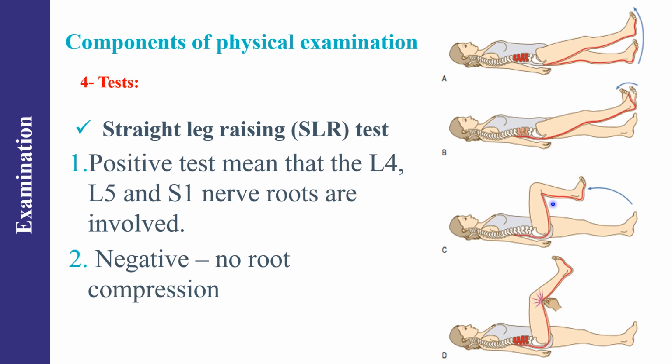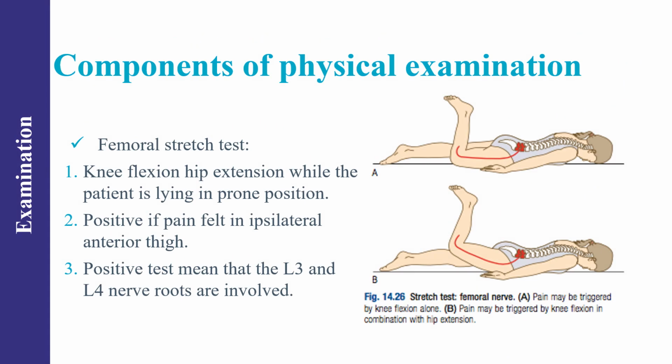Another test is that you flex the hip and knee, apply pressure using both thumbs over the knee, and extend the knee. This will cause a radiating pain. This is also a positive test. So these tests are for nerve root compression. And if it's a high level compression, the femoral stretch test will be useful.